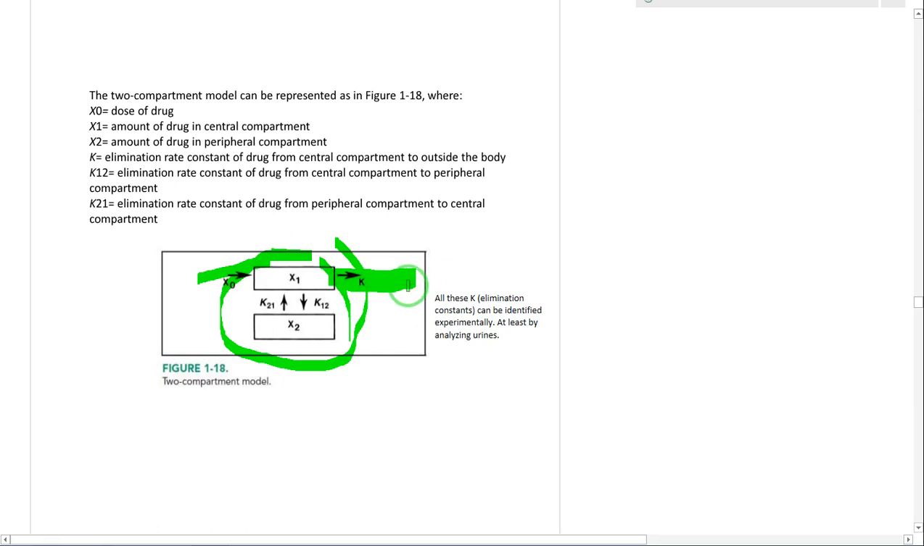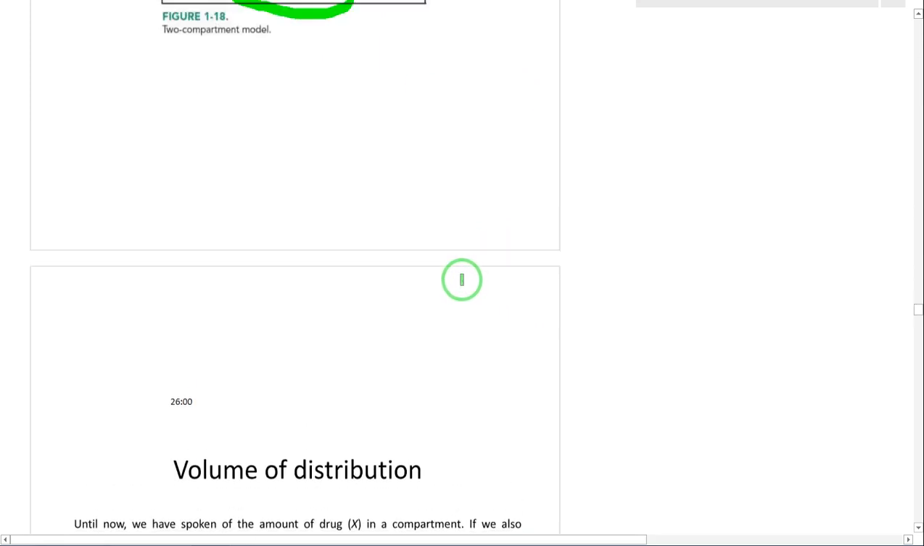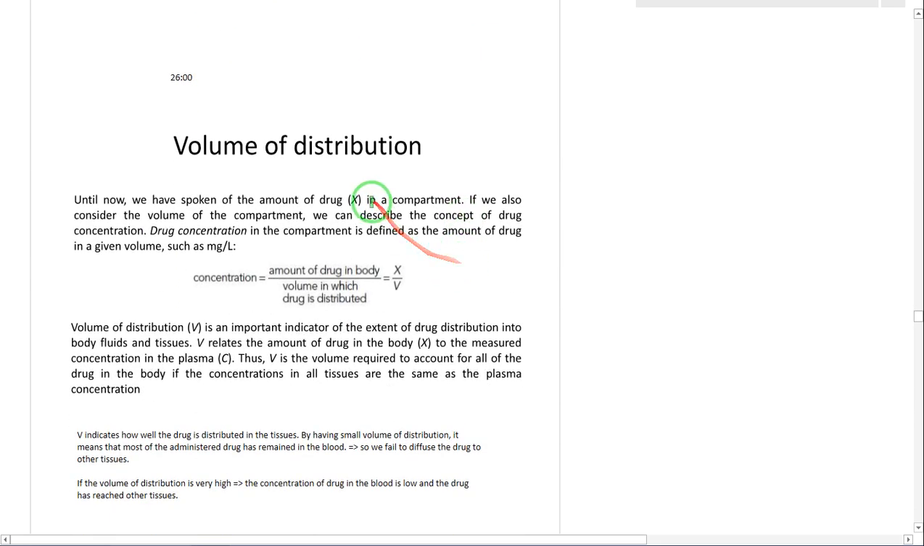because if you want to identify how much of your drug is coming out, you can use, for example, the urine to see what has happened to the drug that you have administered and comes out. And I think that we are only limited to the urine. There's nothing else that we can do. Okay, let's talk a little about the volume of distribution.